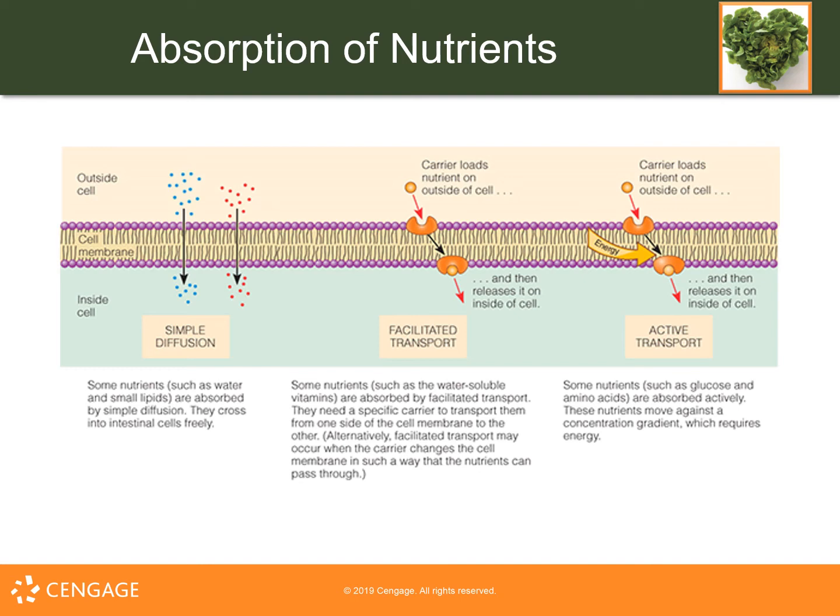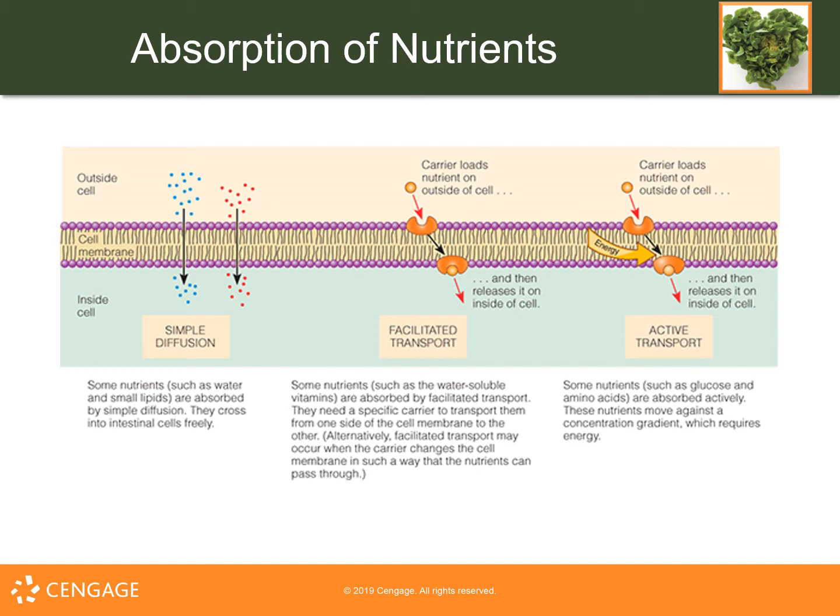Here is a visual for the absorption of nutrients. Again, the first picture on the left, looking at simple diffusion, some nutrients, such as water and small lipids, are absorbed by simple diffusion. They cross into intestinal cells freely, so they don't need a carrier and they do not require energy either. Facilitated transport does need a carrier.